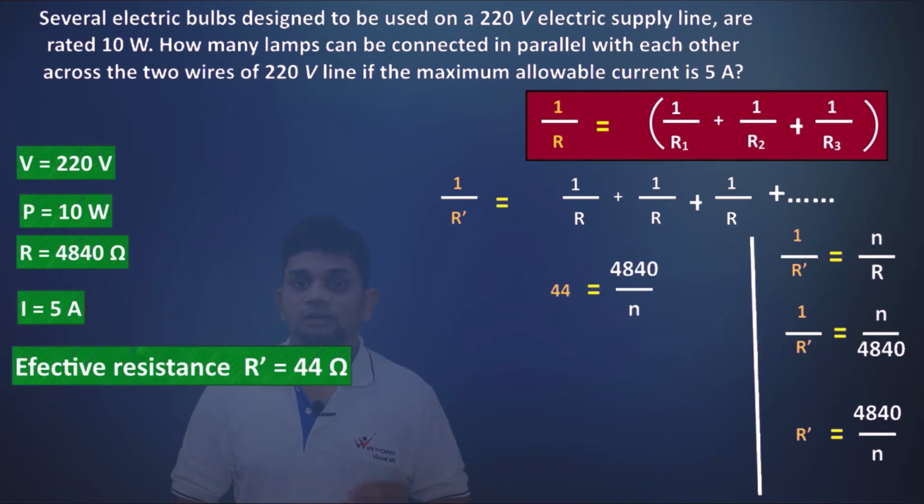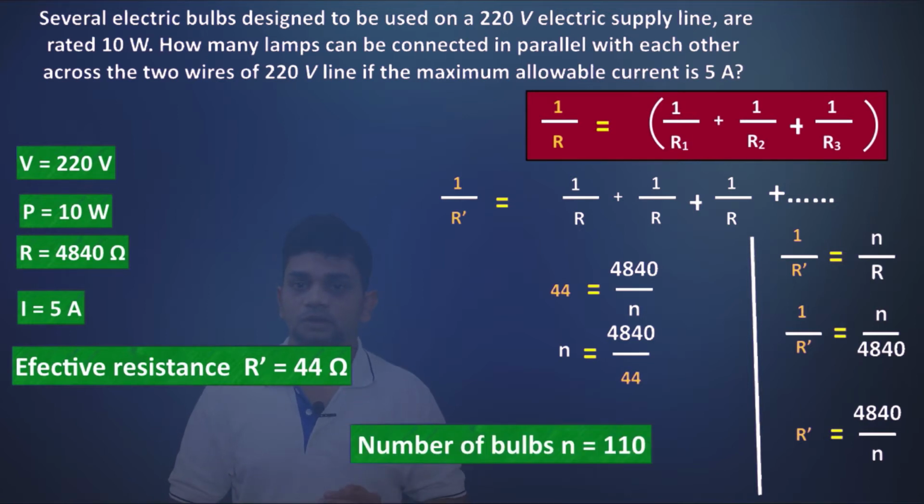After that we can substitute the value of R dash. R dash is 44 ohm. It will be 44 equal to 4840 all divided by n. n will be equal to 4840 all divided by 44. It will be 110. That is the answer. So we need 110 bulbs to get the current of 5 ampere.